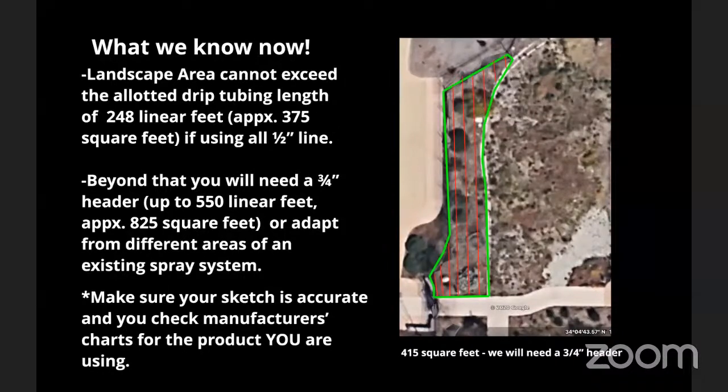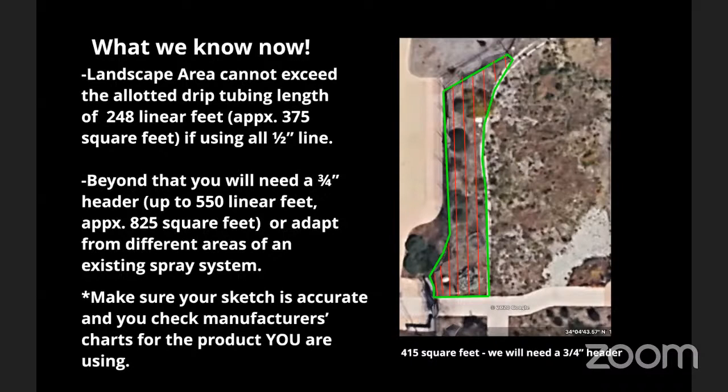And so if you are working with that 0.9 gallon per hour material, then connected to that 1 foot spacing, if we are using all 1/2 inch line, we know that it's going to be a maximum of 248 linear feet, or if I did some of this math for you, covering an area of about 375 square feet.